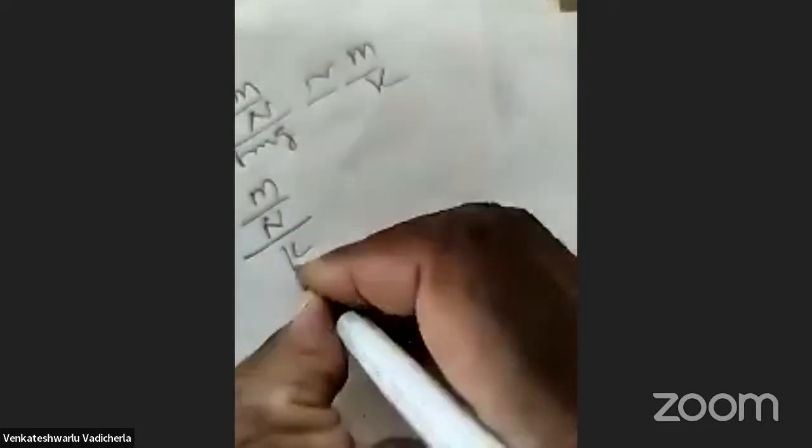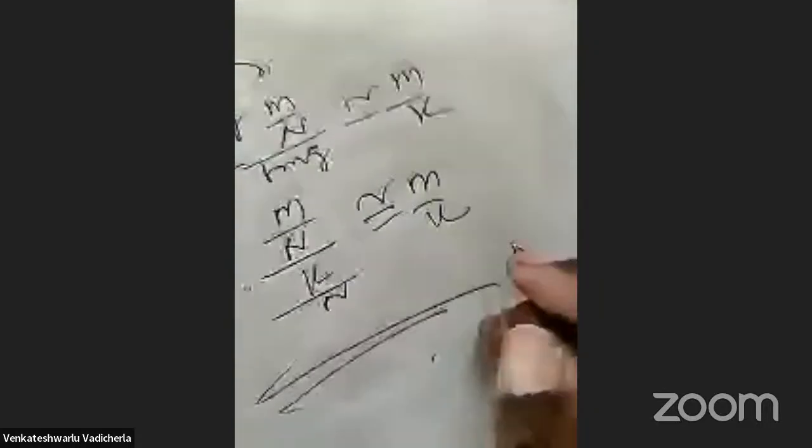By the fundamental theorem of homomorphism, the domain M by N by kernel of G is isomorphic to M by K. So (M by N) by (K by N) is isomorphic to M by K. This is the third isomorphism theorem.